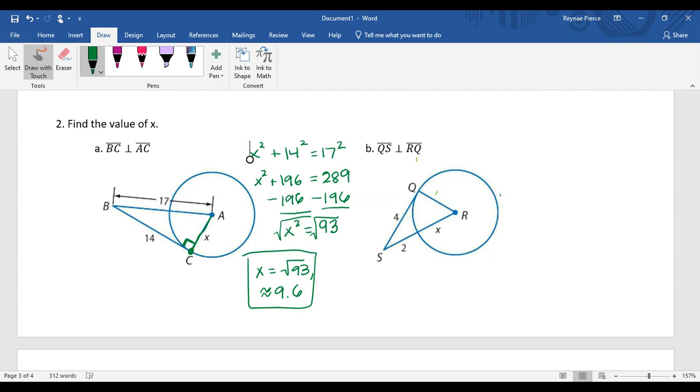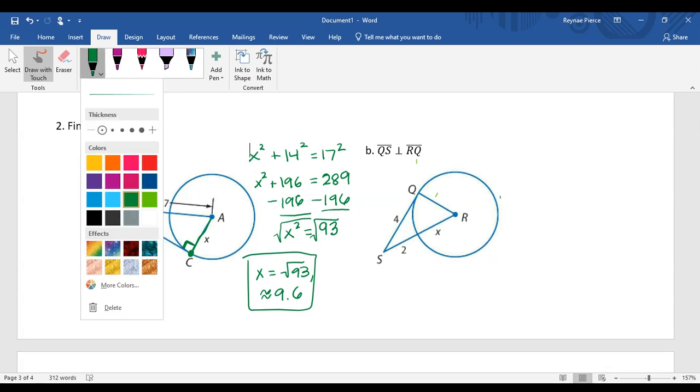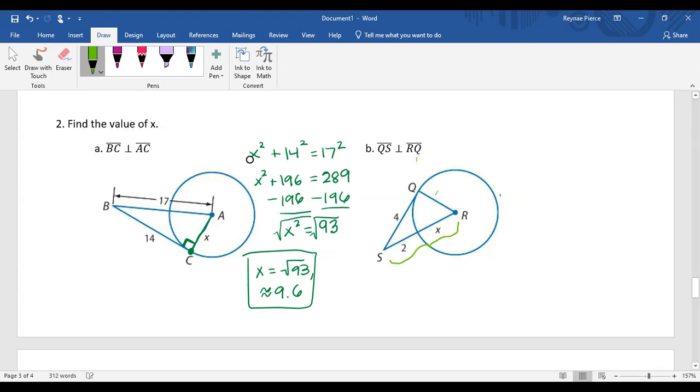Example 2 is a little bit different, only in that this segment here, the whole thing is x plus 2, because x is just this portion here, that radius. We can also put x here because all of the radii are congruent. So try this example on your own now, angle Q is a right angle.